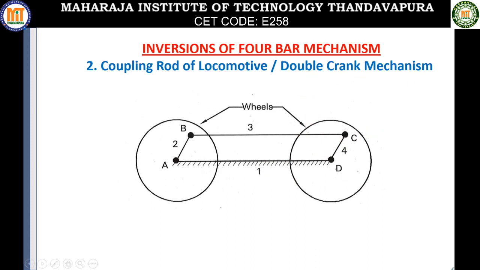These kinds of mechanisms were used in the older type of locomotives, older trains. So now they are not in use, but this is one of the important types of inversions of the 4-bar mechanism, which is called the double crank mechanism or coupling rod of a locomotive.